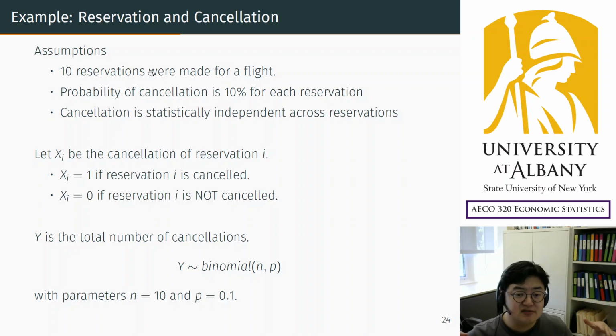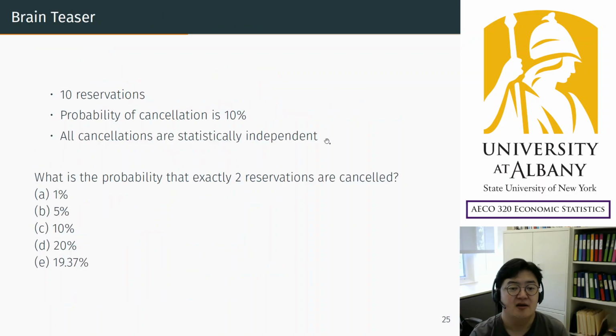There are 10 reserved tables, so how many of them are going to be cancelled? We can parameterize the distribution with n equals 10 and p equals 0.1. So you know the parameters, but what you don't know is any properties of the binomial distribution. From now on, we are going to study the properties of a binomial distribution, which is quite complicated, as you can expect. So I will start with a brain teaser.